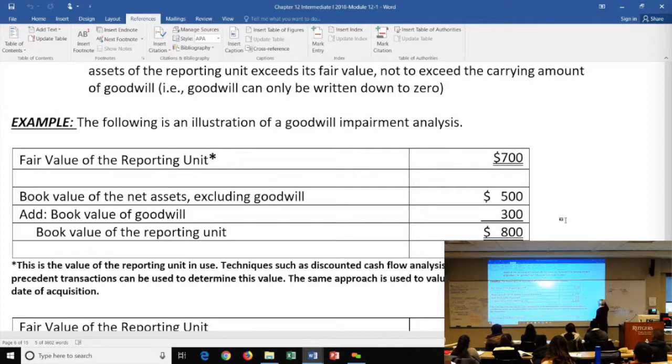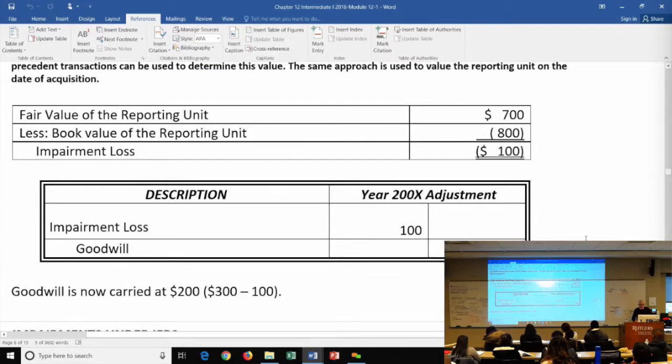Now, goodwill is not amortized. So when you look at the goodwill, it is at 300. We're now going to write it down by 100, and that's the loss. It's the difference between the fair value and the book value. So you debit the impairment loss and credit the goodwill. And goodwill would be on the books now at 200. Another important point is that you can't write goodwill down below zero. The most you could do is write this off by 300.